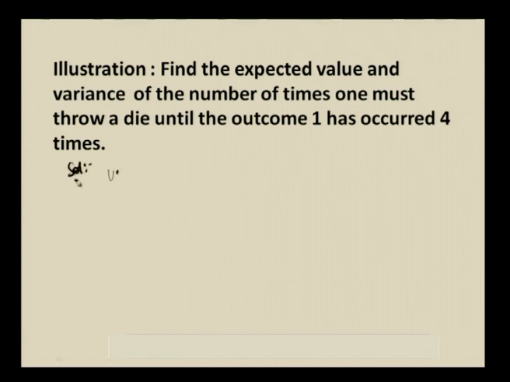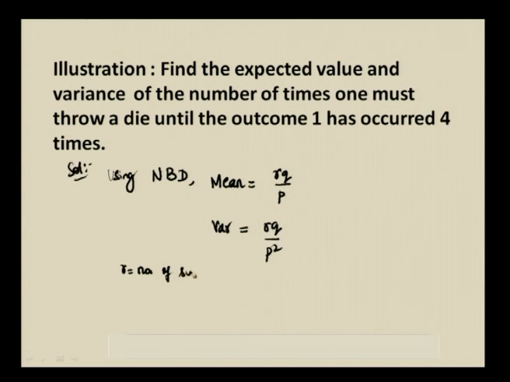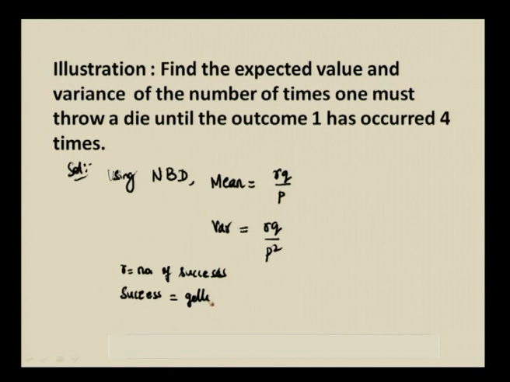Solution goes like this: using negative binomial distribution, shortly NBD, the mean is equal to R Q by P and variance, just now we have derived this, right, R Q by P square. What does R stand for? R stands for number of successes. What is considered as success? Success is getting the outcome 1 when you throw a single die, getting 1 when a die is thrown.